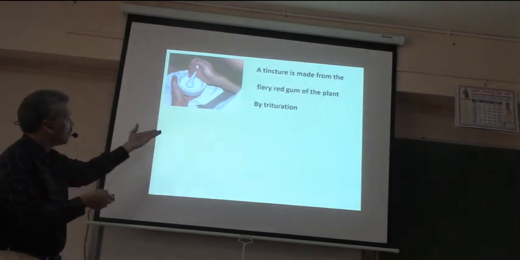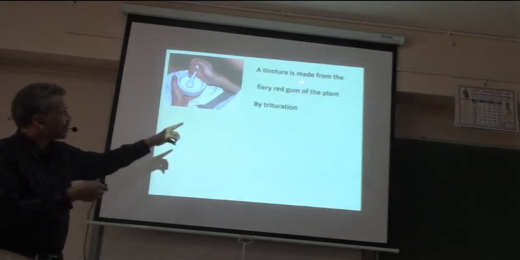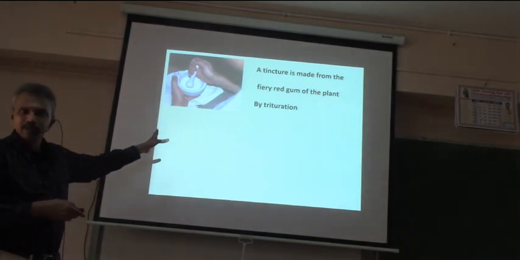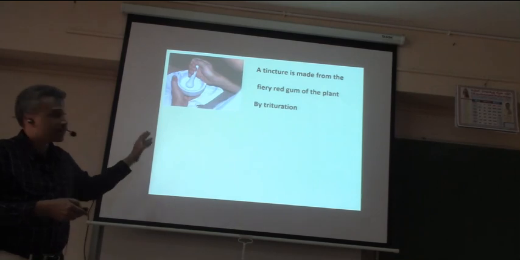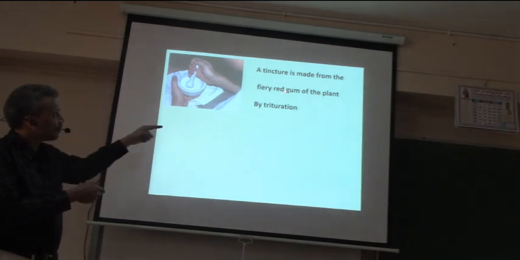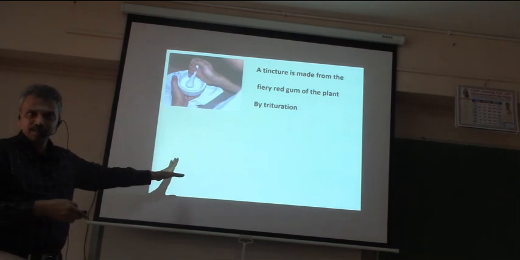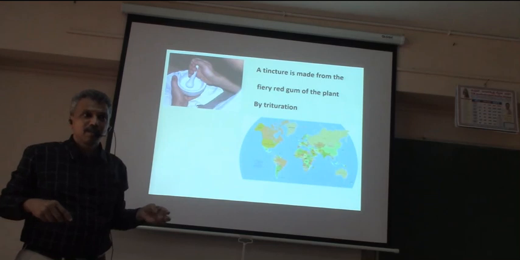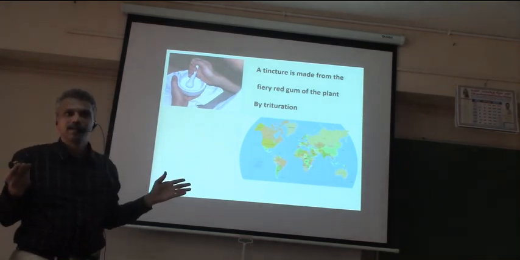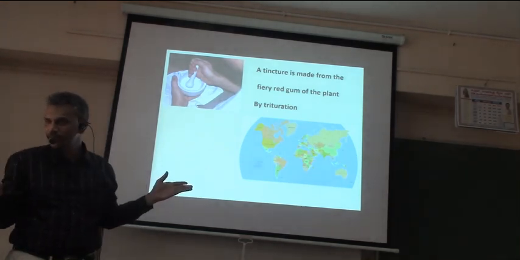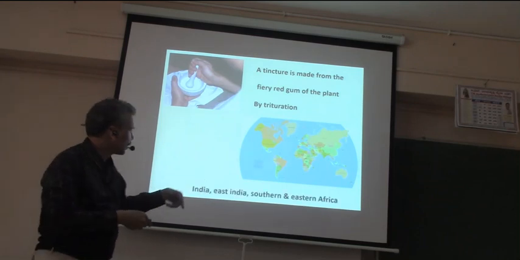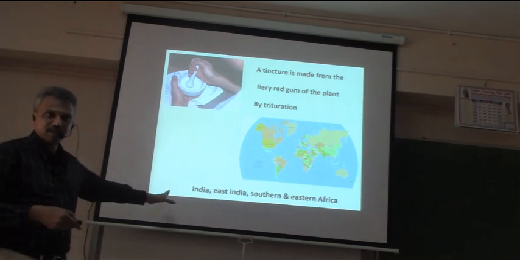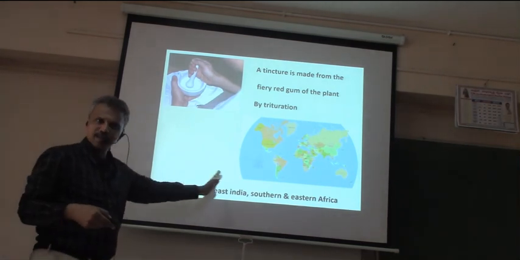Okay, we'll go ahead and we'll just look at the preparation. A tincture is made from the fiery red gum of the plant and by trituration. So preparation is by trituration, and the part we use is the fiery red gum of the plant. Okay, and what is this? Habitat. Where do you see aloe growing? Okay, I have just given you India, East India, Southern and Eastern Africa. These are the countries where you see aloe growing.